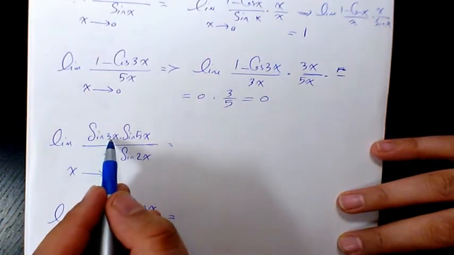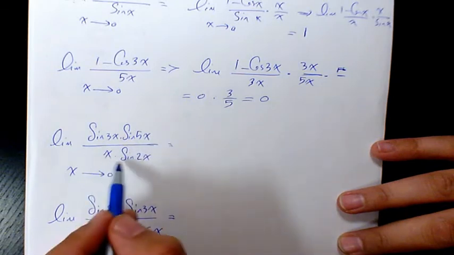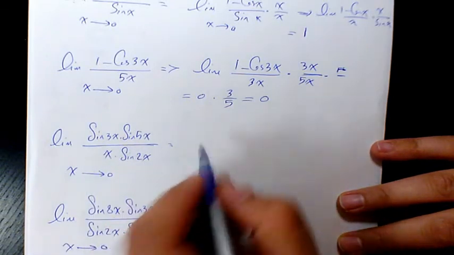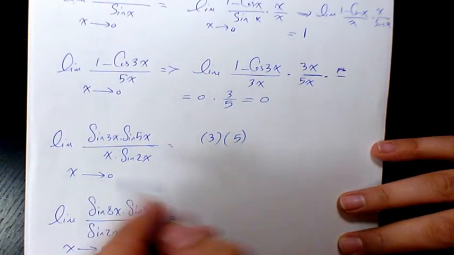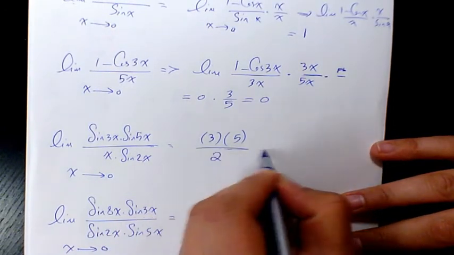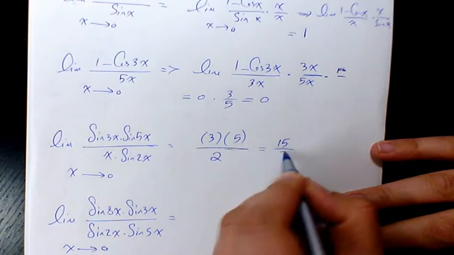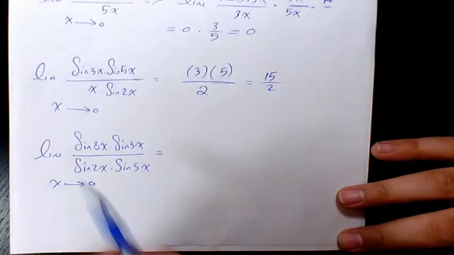Limit of sine 3x sine 5x over x sine 2x is going to be 3 times 5 over 2, which is going to be 15 over 2.